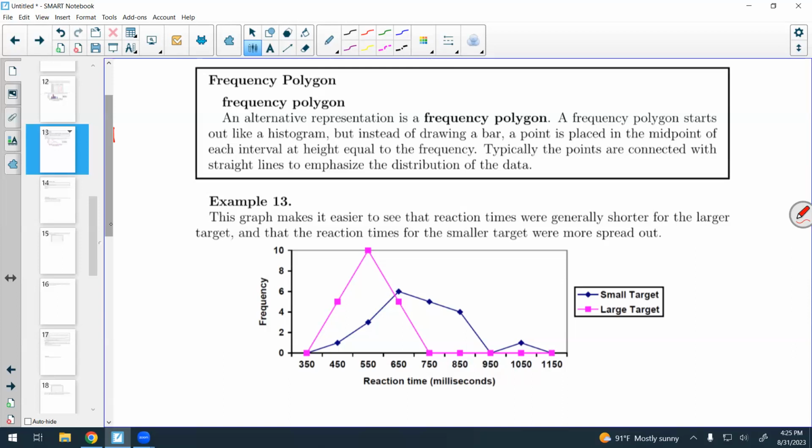I can see this purplish color is the large one, and as you can see, more people did the large one in the shorter times till we get here to 650, then it goes the other way. And of course, by 750, everybody's already hit the large one. So it's easier to compare the two using this method as opposed to side-by-side bars.